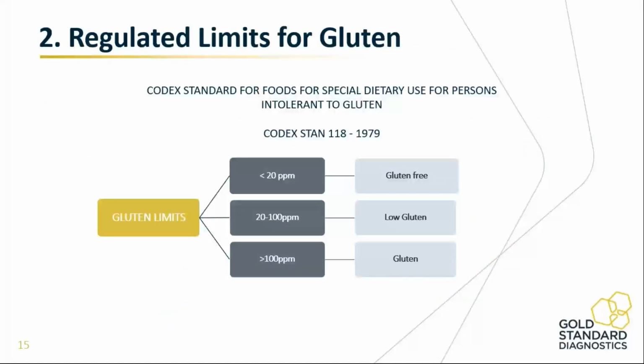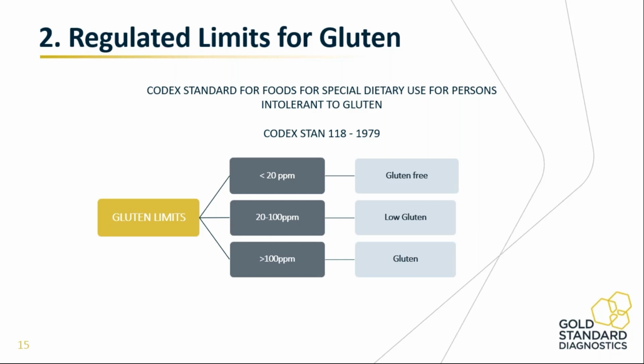As you probably know, there are no regulated limits for allergens. There is no legislation about limits for allergens, but there is for gluten. So according to the Codex, if a product contains less than 20 ppm of gluten, then it can be labeled as gluten-free. If it contains between 20 and 100 ppm, it can be labeled as low gluten. And if it contains more than 100 ppm, then it can be labeled, or should be labeled, as containing gluten, right?